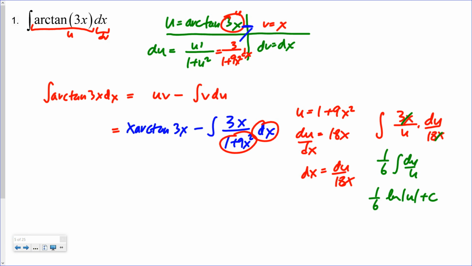Okay, so I want to go over here and let me just rewrite the whole answer. The whole answer is x arctan 3x minus the integral of this, which is 1/6 ln of 1 plus 9x squared plus c.